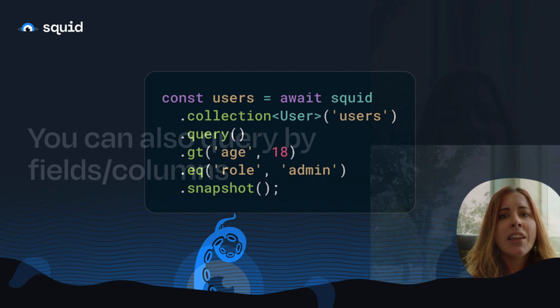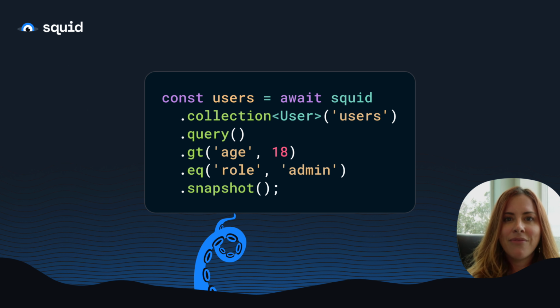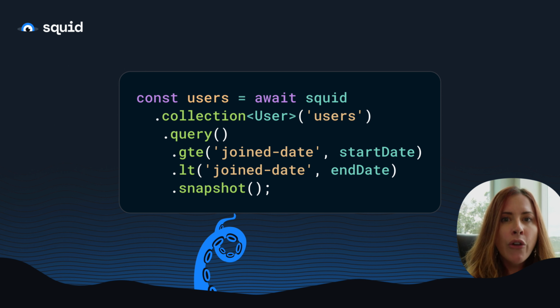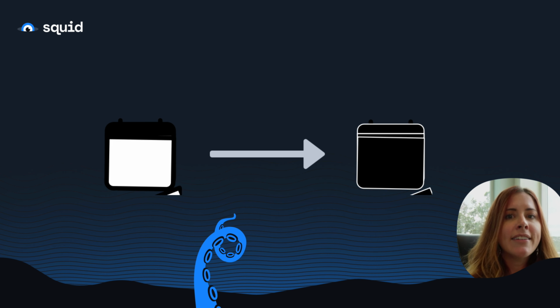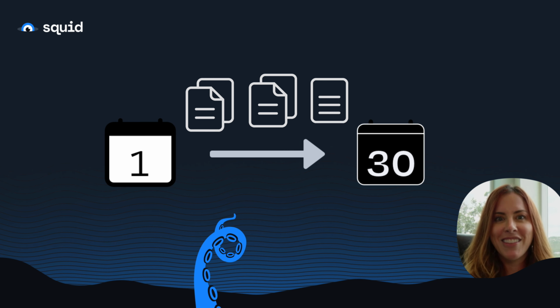For example, here's how to get a single query snapshot that returns all the admins with an age above 18. And this query returns all the users whose join date is between a given start and end date. For example, if the start and end date variables were the dates of the beginning and the ending of a certain month, then the result of the query would be all the documents for users who joined that month.